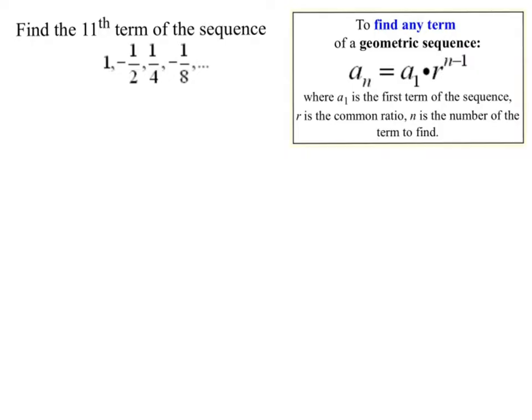There's a formula to find any term in a geometric sequence, and it is this one right here. We have a sub n equals a sub 1, which is our first term, times the common ratio to the n minus 1 power. So let's find the 11th term of this sequence. I'm going to start by writing out my equation here.